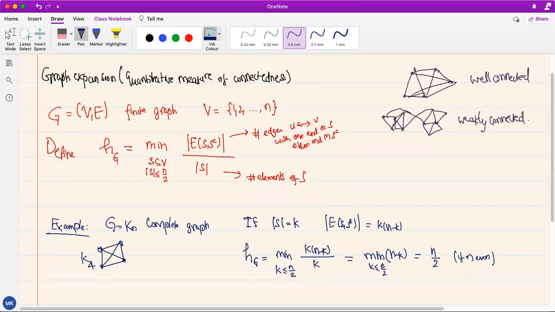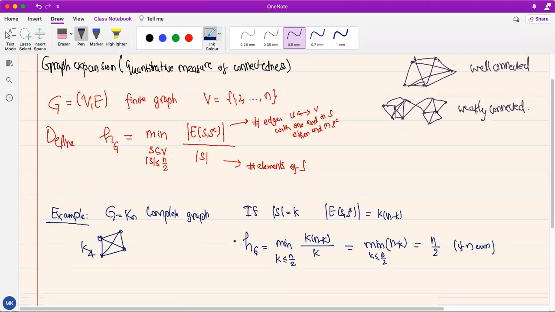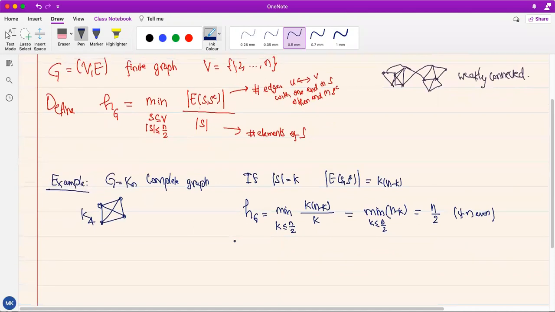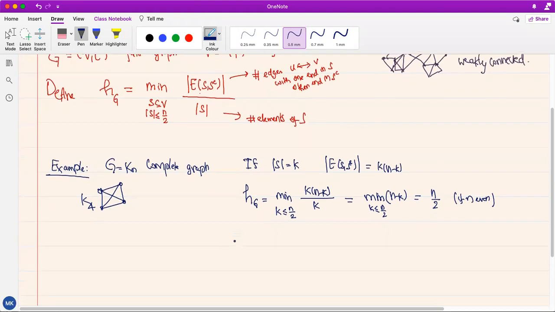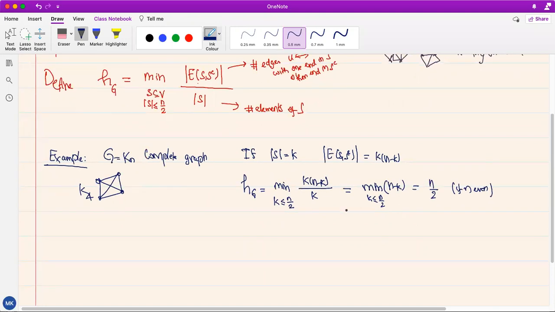So would you say the complete graph is well connected or not well connected? What would you say? Don't think of H, just go by common sense. It's well connected. It's as well connected as possible, right? Everyone is friends with everyone. So it's as well connected as possible. And you see, this is N by 2.